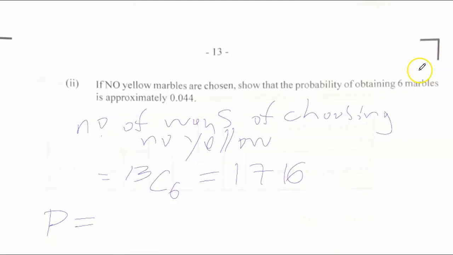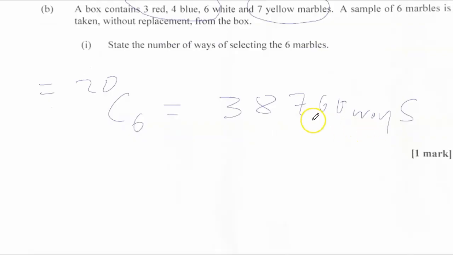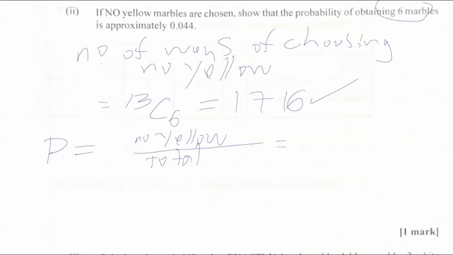So the probability of obtaining 6 marbles where none of them is yellow is the probability of no yellow marbles over the total. So it's the number of ways of no yellow over the grand total. We worked out earlier that the grand total, the number of ways of selecting 6 marbles, was 38,760. And the numerator, the number of ways of choosing no yellow marbles, will be 1716. And that to 3 decimal places is 0.044, as we're asked to show.